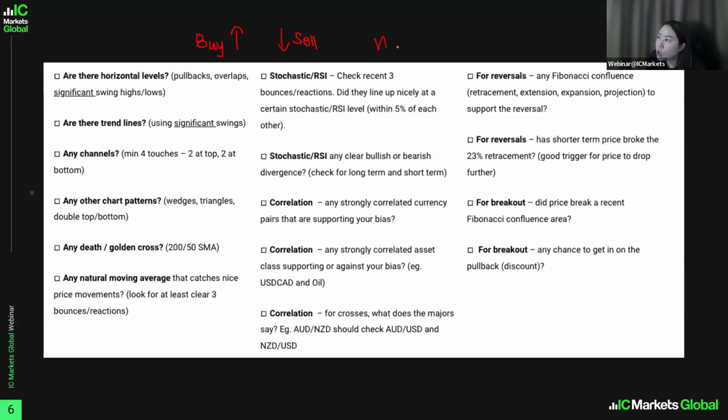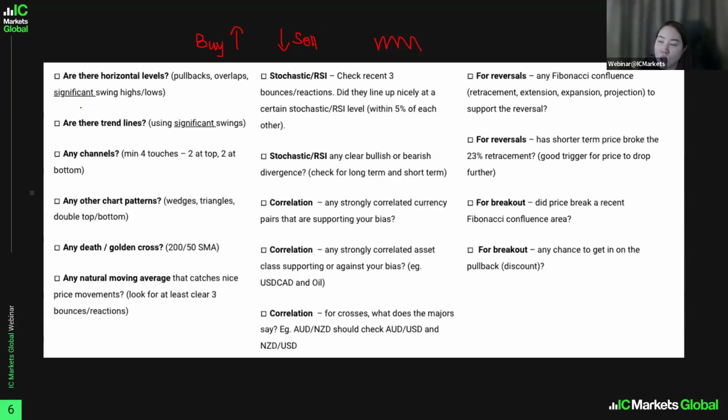It does not work on sideways markets because a lot of these indicators, these technical analysis tools, will not work on a sideways market. You need to know, it's like you need to know if this workout plan works for this body type. In this case, this trading plan does not work for sideways markets. It only works for trending markets.